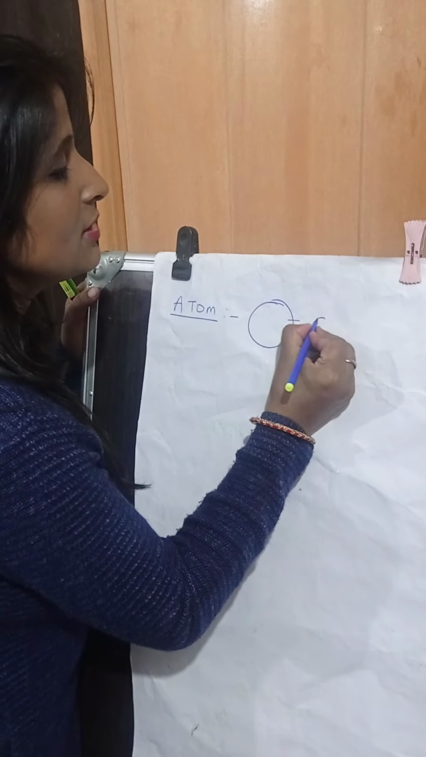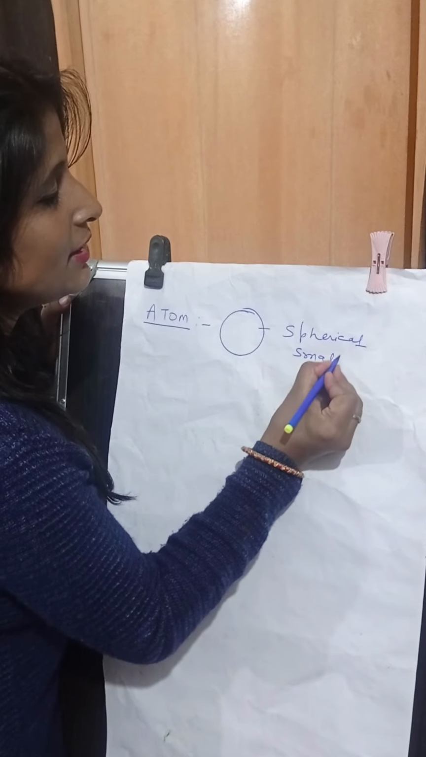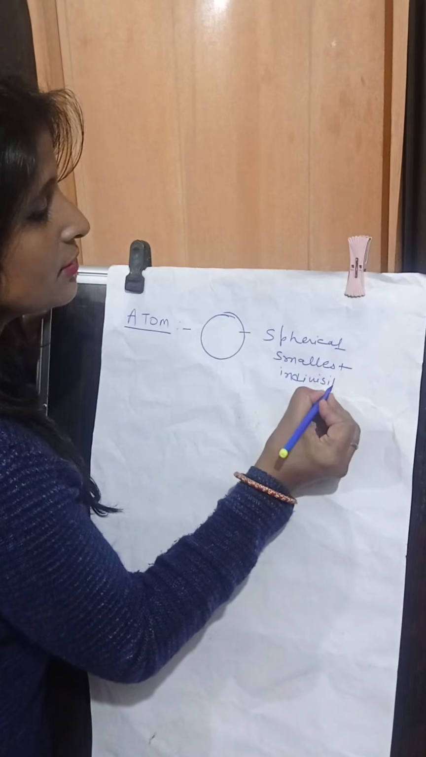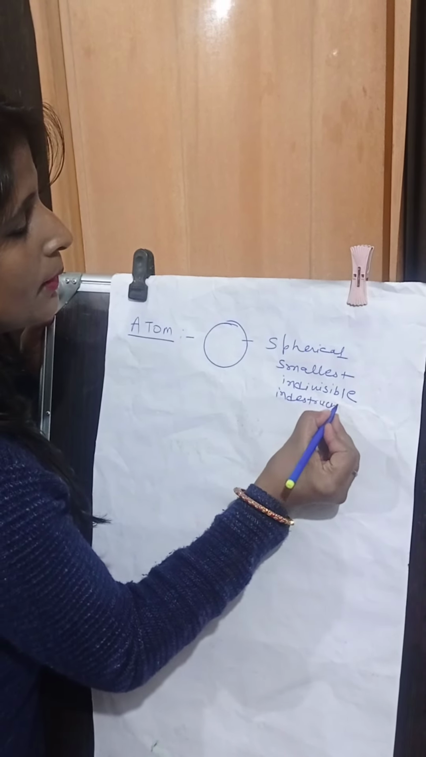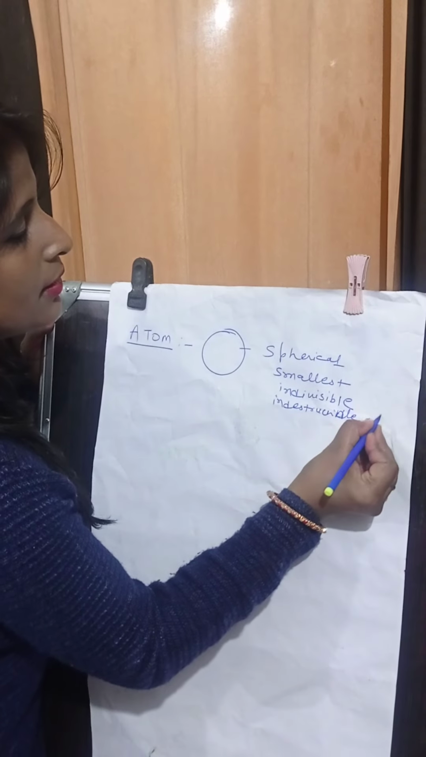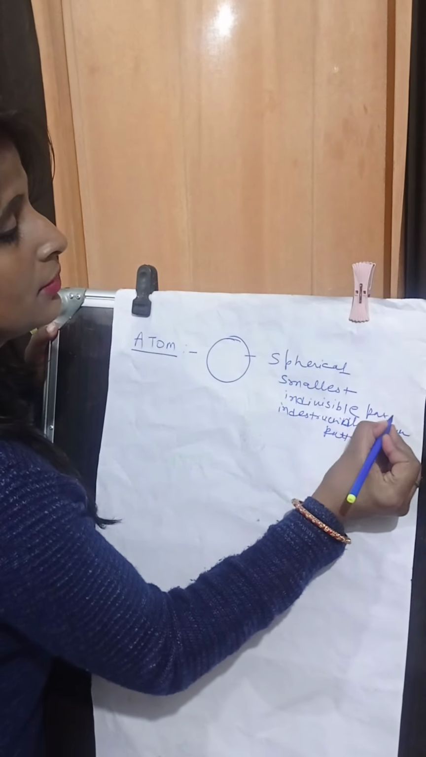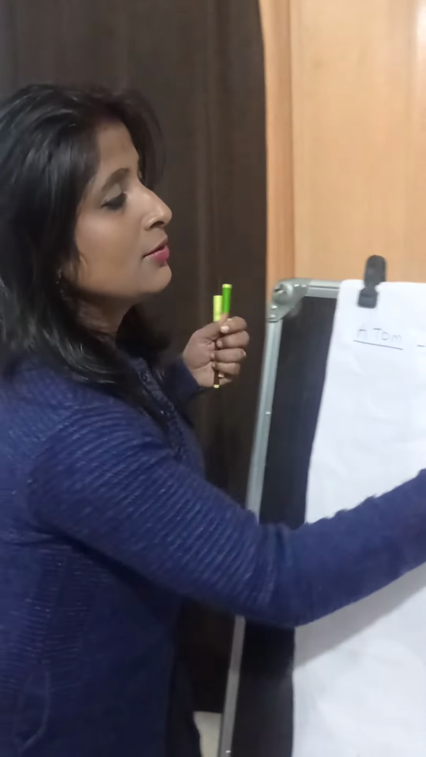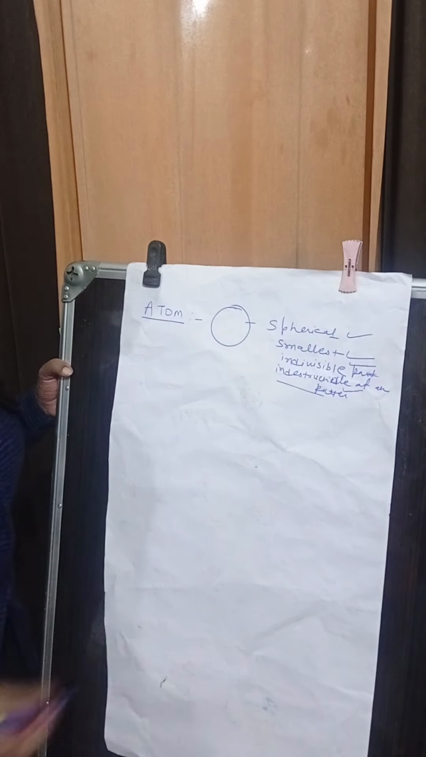This is an atom. This is a spherical, round in shape, smallest, very tiny, indivisible, you cannot divide it, and indestructible part of a matter. So, if someone asks you what is an atom, you can easily say that atom is a spherical, smallest, indivisible and indestructible part of a matter.